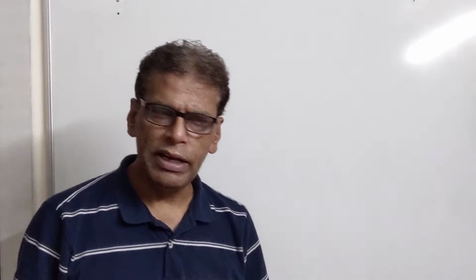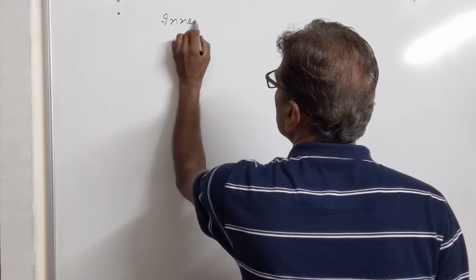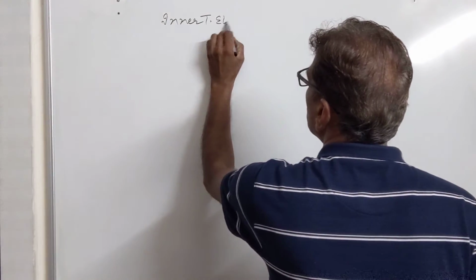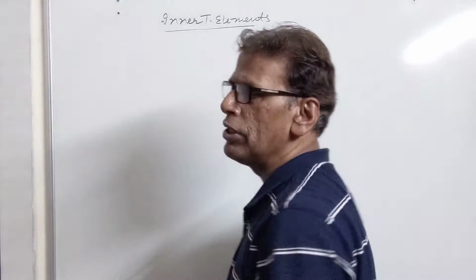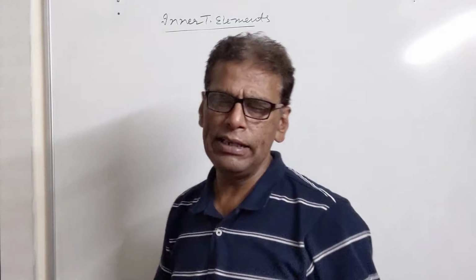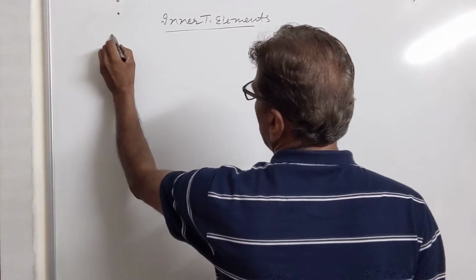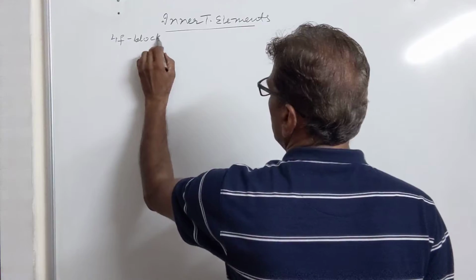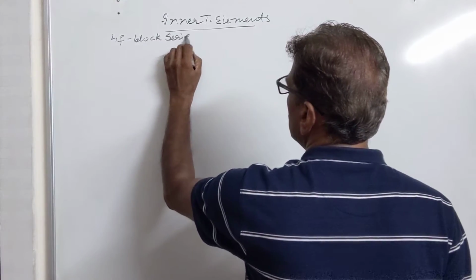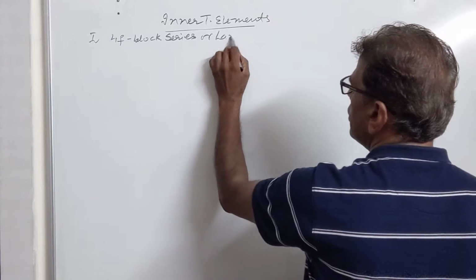Now starting with inner transition elements. As we know, there are two series of 14 elements each in this block. So we'll take first of all the 4f block or series. They are called lanthanides.